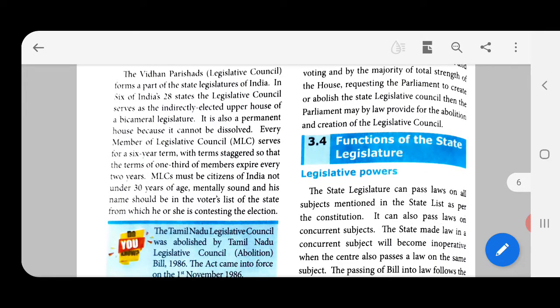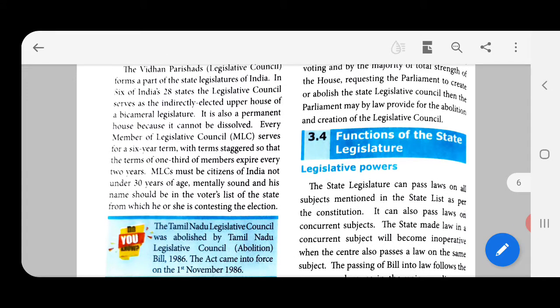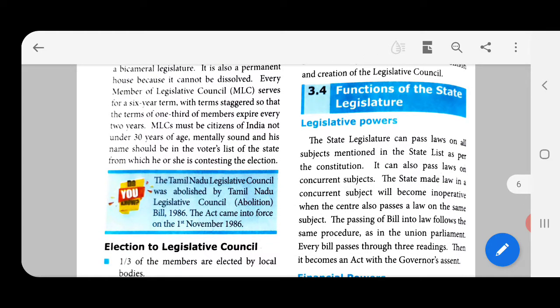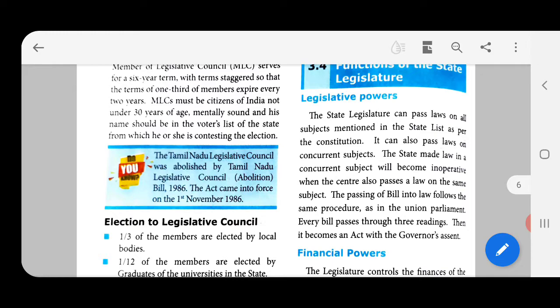In 6 of India's 28 states, the Legislative Council serves as the indirectly elected upper house of a bicameral legislature. So, out of the 28 states that we have in India, 6 states enjoy a bicameral, that is two-house, legislature. It is also a permanent house because it cannot be dissolved. Every member of the Legislative Council, that is MLC, serves a 6-year term, with terms staggered so that the terms of 1/3 of the members expire every 2 years.